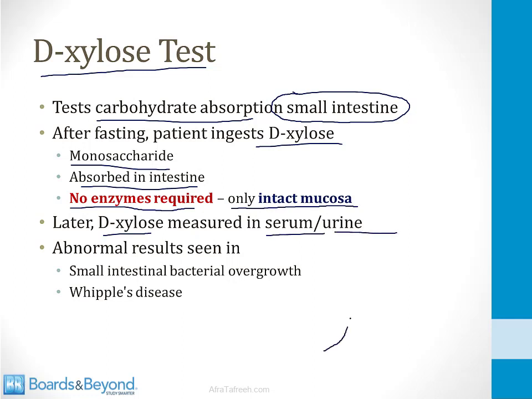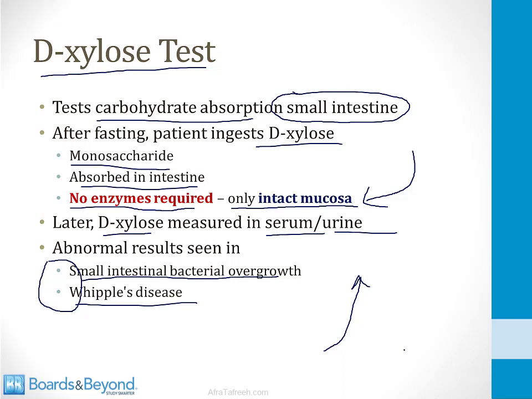You should see a normal rise in the D-xylose level if the patient has an intact and functional mucosa. You will see abnormal results in things like small intestinal bacterial overgrowth or in Whipple's disease. In both of these disorders, there is something getting in the way of the mucosa absorbing the D-xylose. It is blocking the absorption of D-xylose, and therefore you do not see the normal rise.